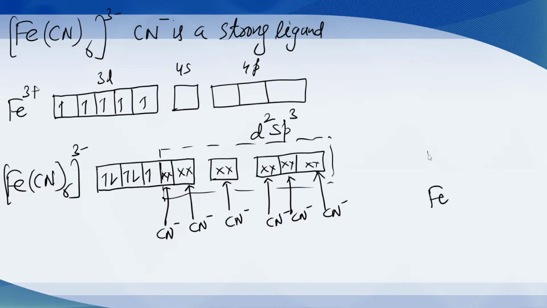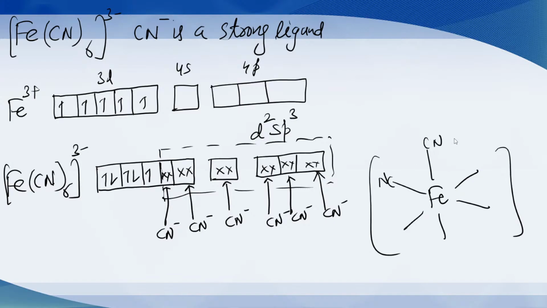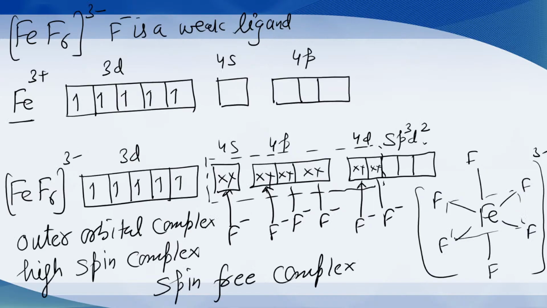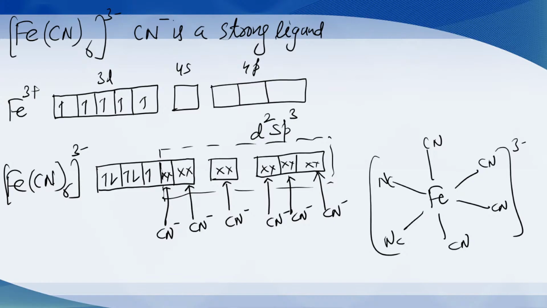And now again its shape is the same, but the ligands are cyanide. The shape is octahedral only, but because of the cyanide ligands, it is more stable. And again, in this case, there is only one unpaired electron. So a comparison of paramagnetic character can be made.